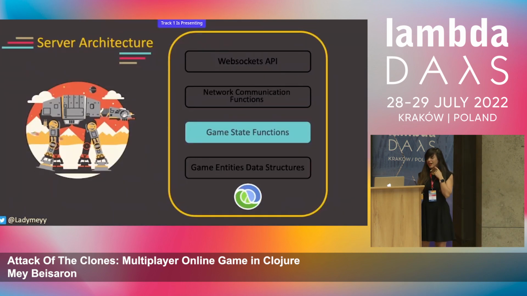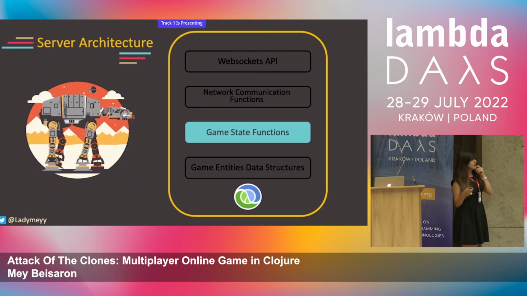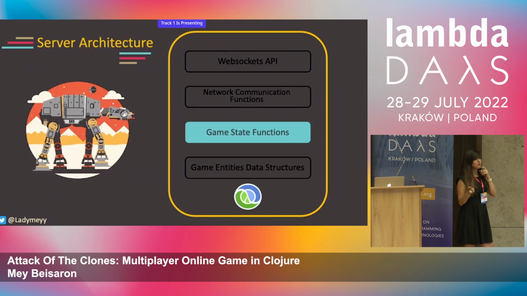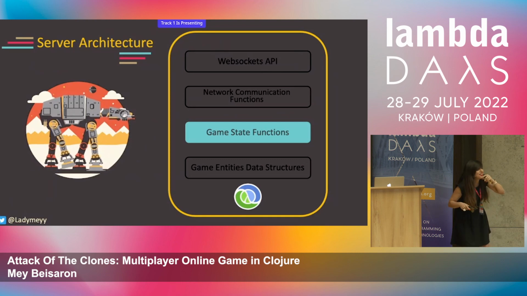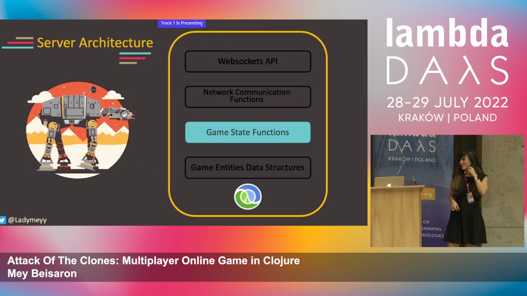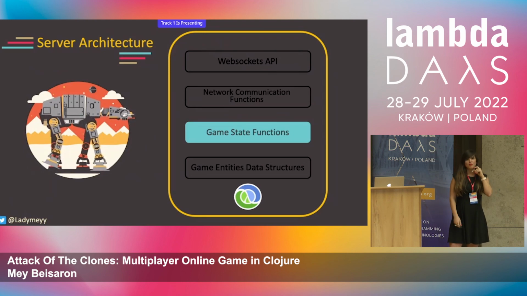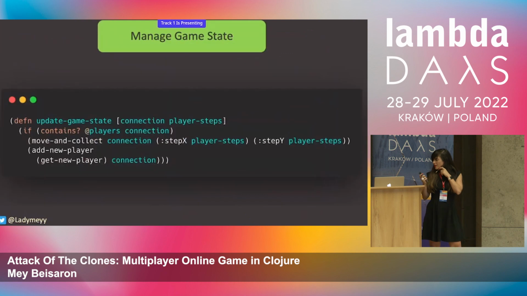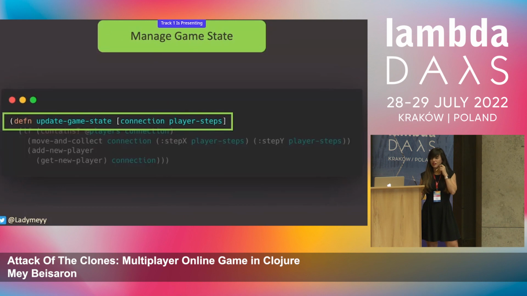Okay, now let's talk about the game state functions. We talked enough about the players thingy. I'm sorry, I'm super excited. So we talked about the player key map value, and now let's see how we manage the game state. So we have a function. It's called update game state. Makes sense. And in that function, let's see what we have.